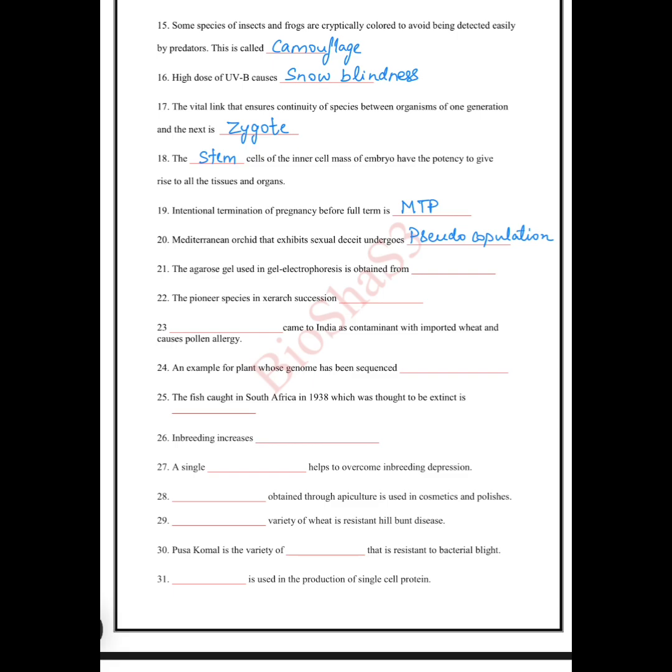The agarose gel used in gel electrophoresis is obtained from seaweeds. The pioneer species in xeric succession is lichens. Carrot grass came to India as contaminant with imported wheat and causes pollen allergy. An example for plant whose genome has been sequenced is rice. The fish caught in South Africa in 1938 which was thought to be extinct is coelacanth.